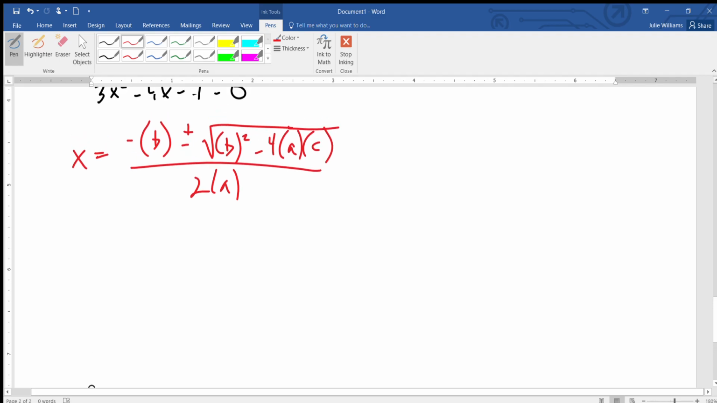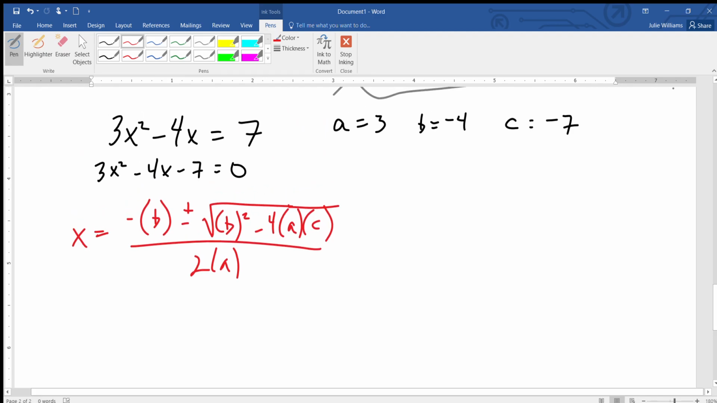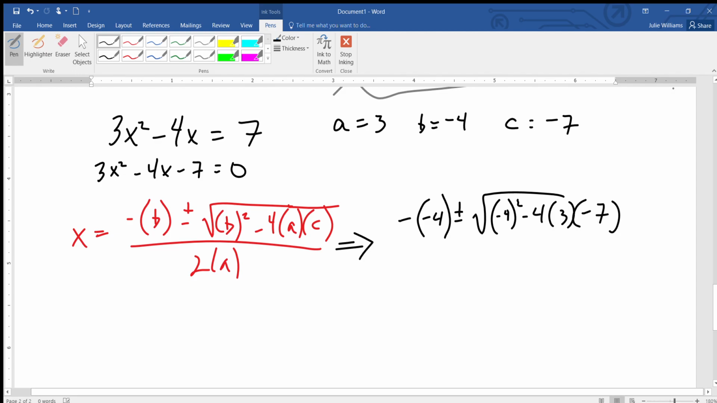Okay. I'm not going to take the time to highlight this time. You certainly can if you would like to. Now all we're going to do is substitute. Okay, don't do any of the simplification yet, just substitute and that's it. So now we know that x is equal to negative parentheses, negative 4, plus or minus the square root of parentheses, negative 4 squared, minus 4 times 3 times negative 7, all over 2 times 3.